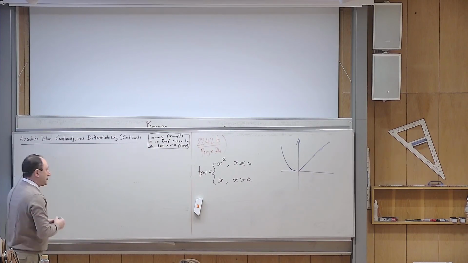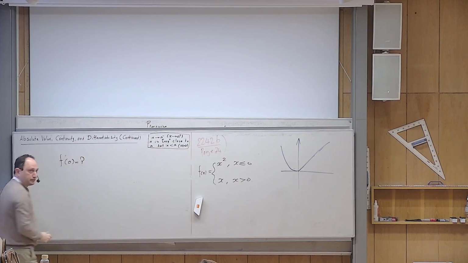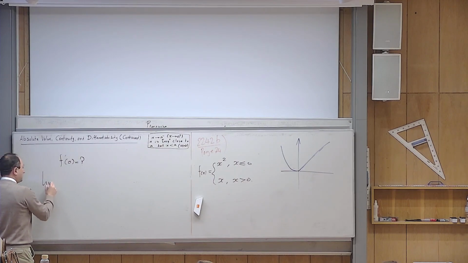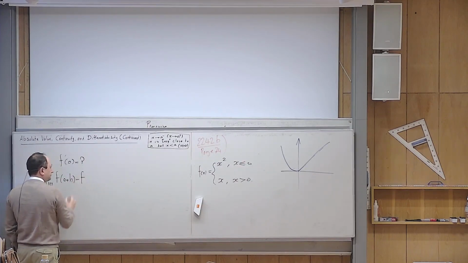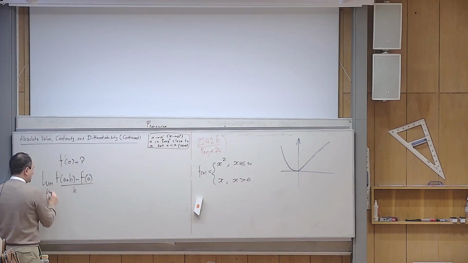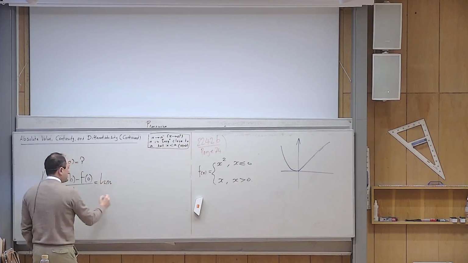Okay, I have to calculate, is it differentiable at 0 or not? So I have to see if this limit exists or not. So what is the definition of the limit? The limit of f of h minus f of a, divided by h, goes to 0. Now that is the problem here, you see, because I have two rules.